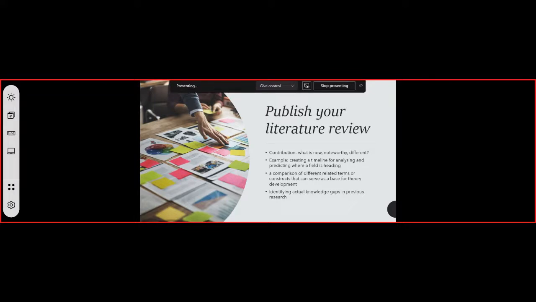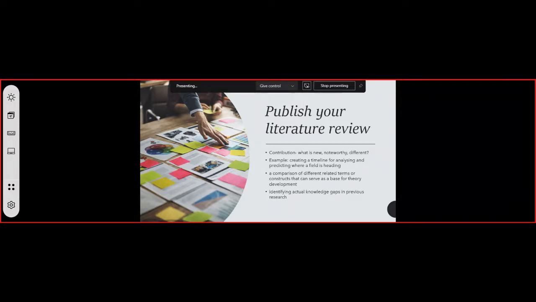So we've often this evening spoken about publishing your literature review. As we've said, your contribution: what is new, noteworthy, different. For example, as I mentioned, you could create a timeline for analyzing, or you could possibly predict where a field is heading. Those would be excellent contributions.